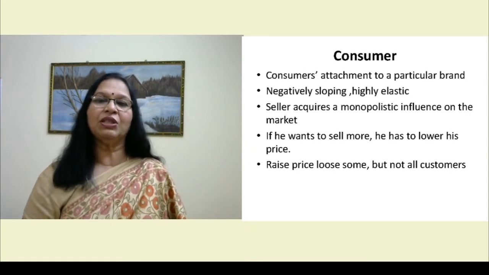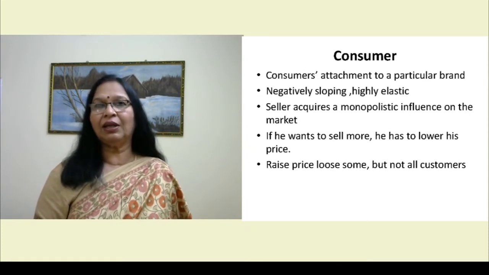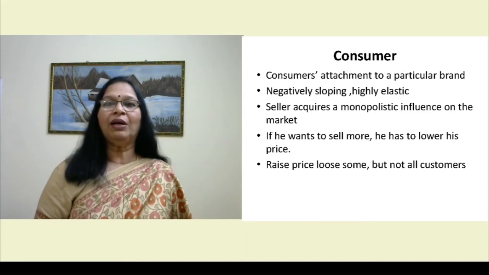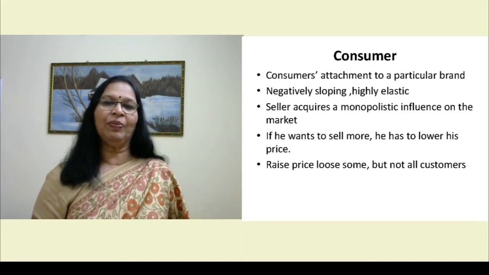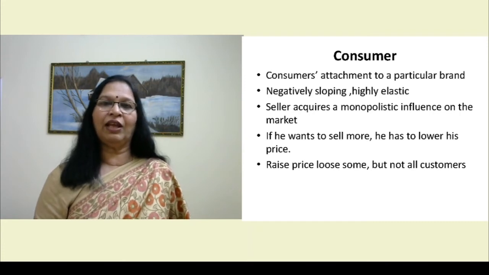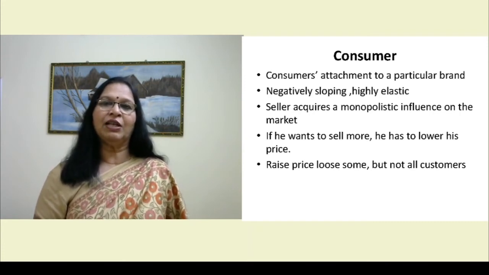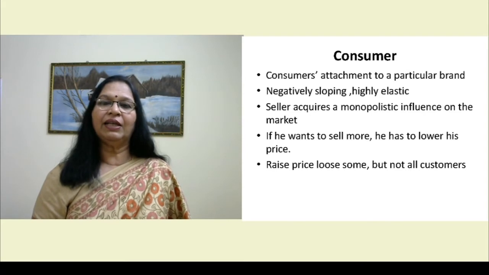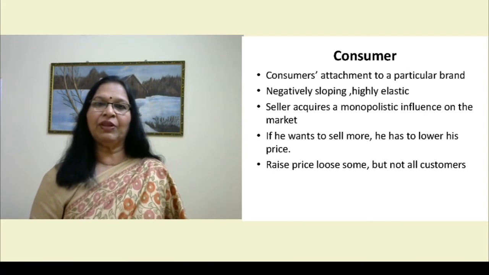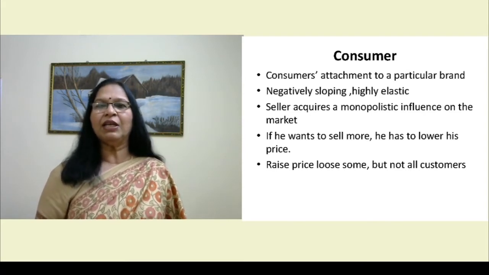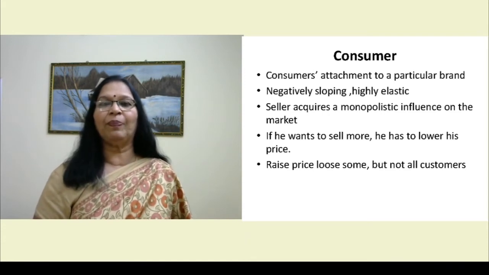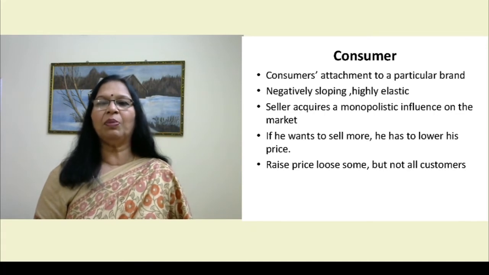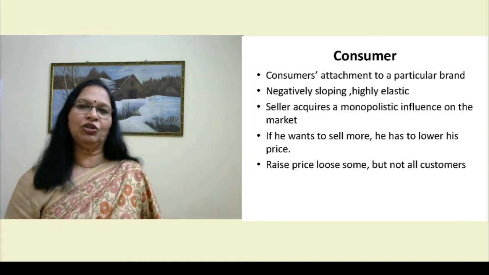Now, what happens to this consumer? The consumers tend to develop loyalty to a particular brand, or to a particular place for their purchase, or to that particular good. And they face a negative slope there. That means they will buy more of that quantity only if the price is reduced for them. So the seller acquires some monopolistic influence on the consumer.